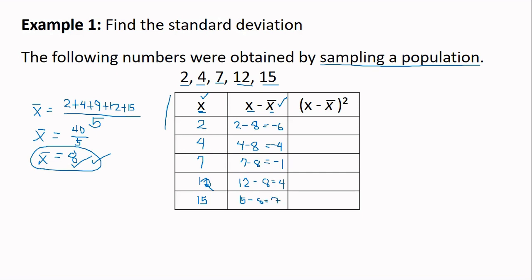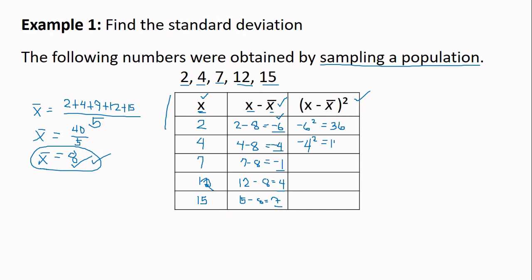Okay, the next step is to square the answers in our second column. So these are the answers that are underlined. We will square them. So, negative 6 squared equals 36. We don't have to worry, class, that our answer in the second column is negative, because we square everything, so all answers in the third column are positive numbers. So, negative 4 squared is 16.